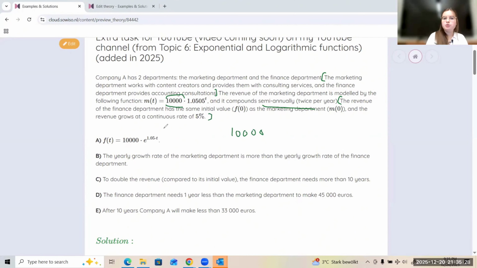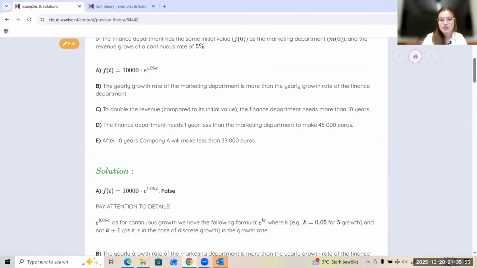And then the revenue grows at a continuous rate of 5%. Continuous rate would involve e, so you have discrete growth with like 1.05 to the power of x, and you have continuous growth, like e to the power of something times x. Let me tell you the difference. Because here it looks normal, right? You have 1.05, it's growth, it's e continuous, good enough, but no, it's actually false. It's an attention trap, and you will have them in an exam for sure.